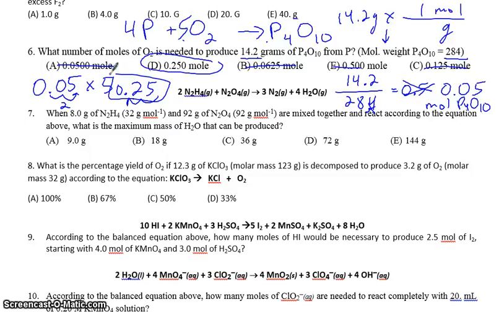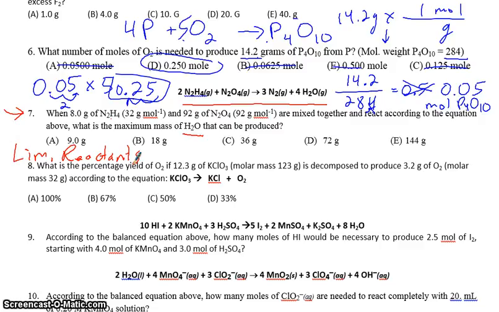All right, let's take a look at number 7, this one here. We got a similar situation. We have an equation. The equation is actually balanced for us. And then we have a mass of the first reactant, N2H4, a mass of the second reactant, and they're mixed together and react according to the equation above. What's the maximum mass of water that can be produced? Now this is a limiting reactants problem.